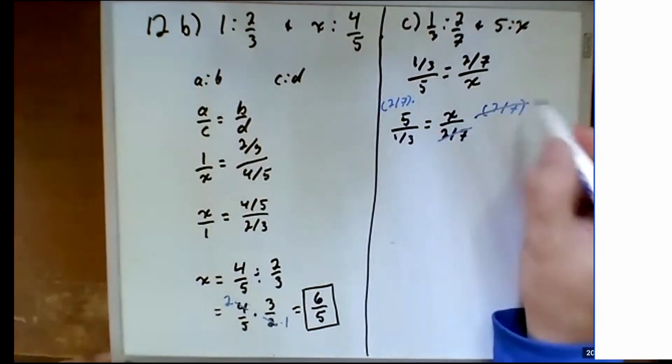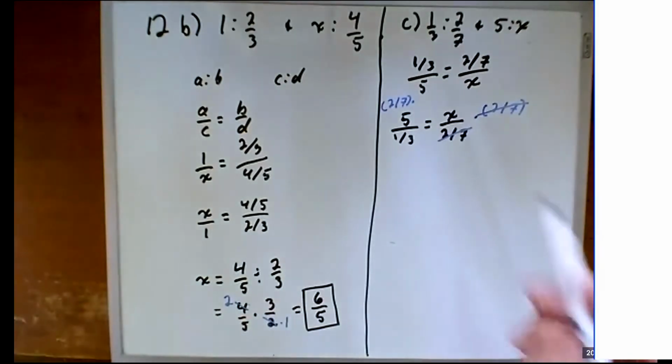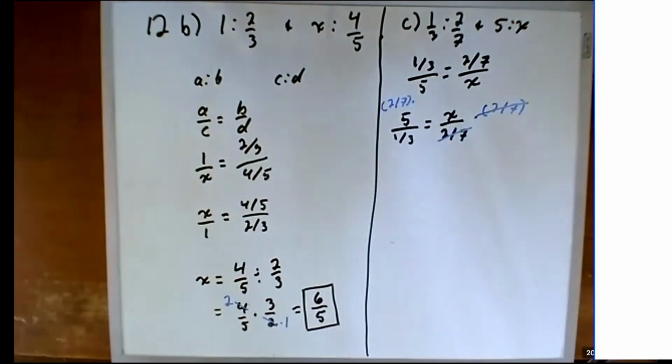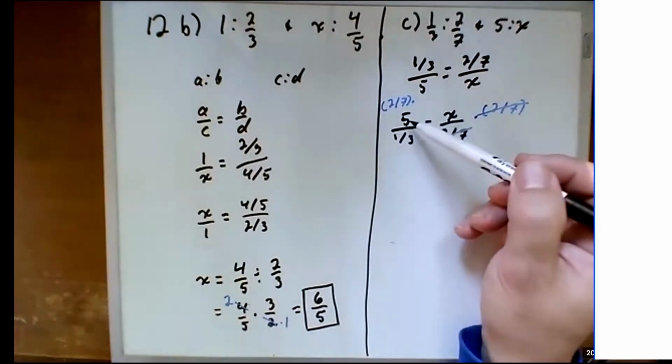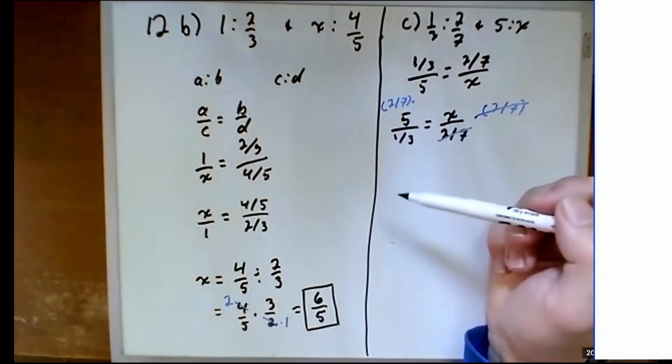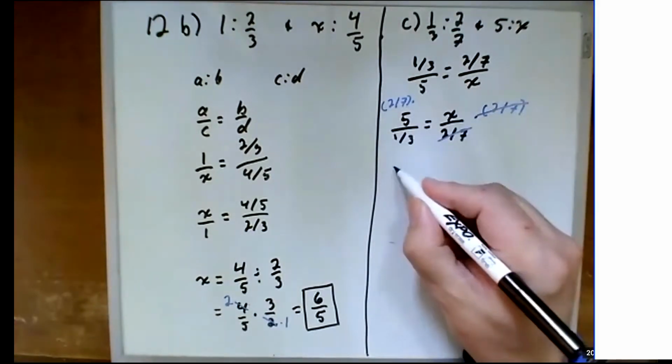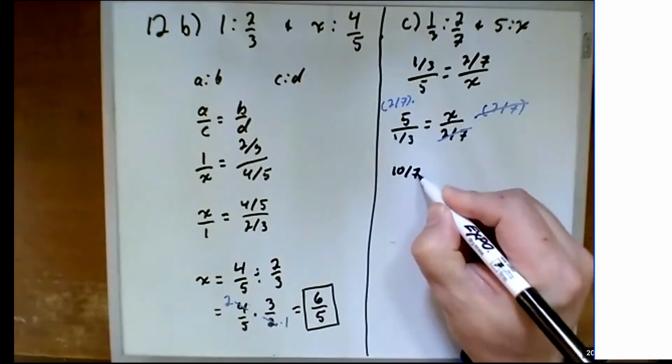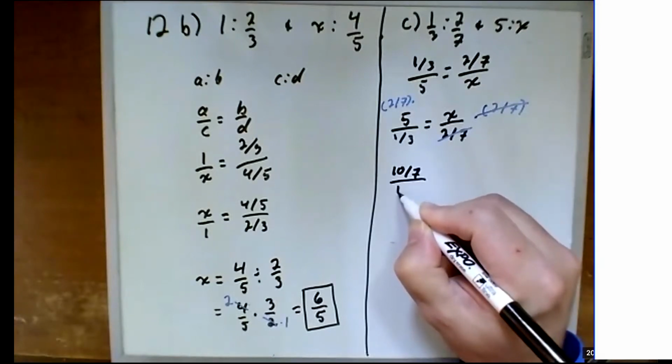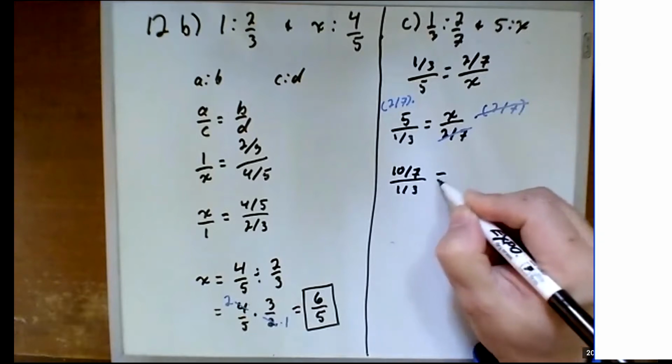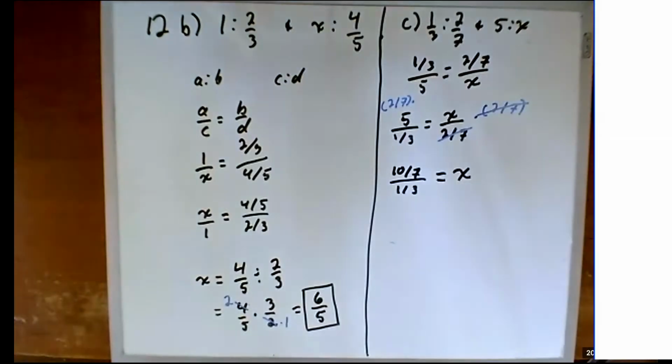These will cancel out. I'll have x by itself. But on this side, it looks a little bit different. So what I actually have to do is I have to do this multiplication first. So I need to go 5 times 2/7. And when I do that, I end up with 10/7 on top and still 1/3 on the bottom. But now it's all just equal to x.